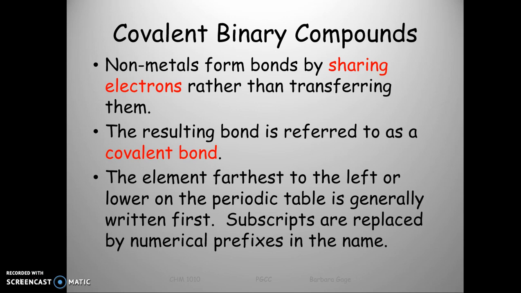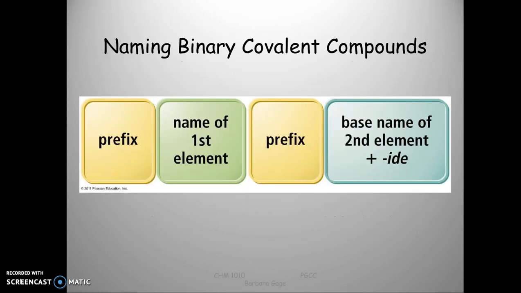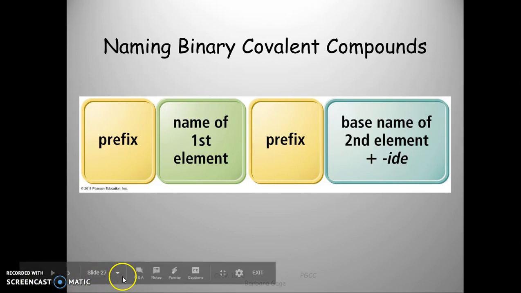The element farthest to the left or lower on the periodic table is generally written first. Subscripts are replaced by numerical prefixes in the name. So here is our rule for naming covalent compounds. If we have two elements, we're going to have a prefix, which is the number of atoms that you have of the first element. Then you have another prefix, which is the number of atoms you have of the second element. Last thing, the second element's suffix gets changed to "ide."